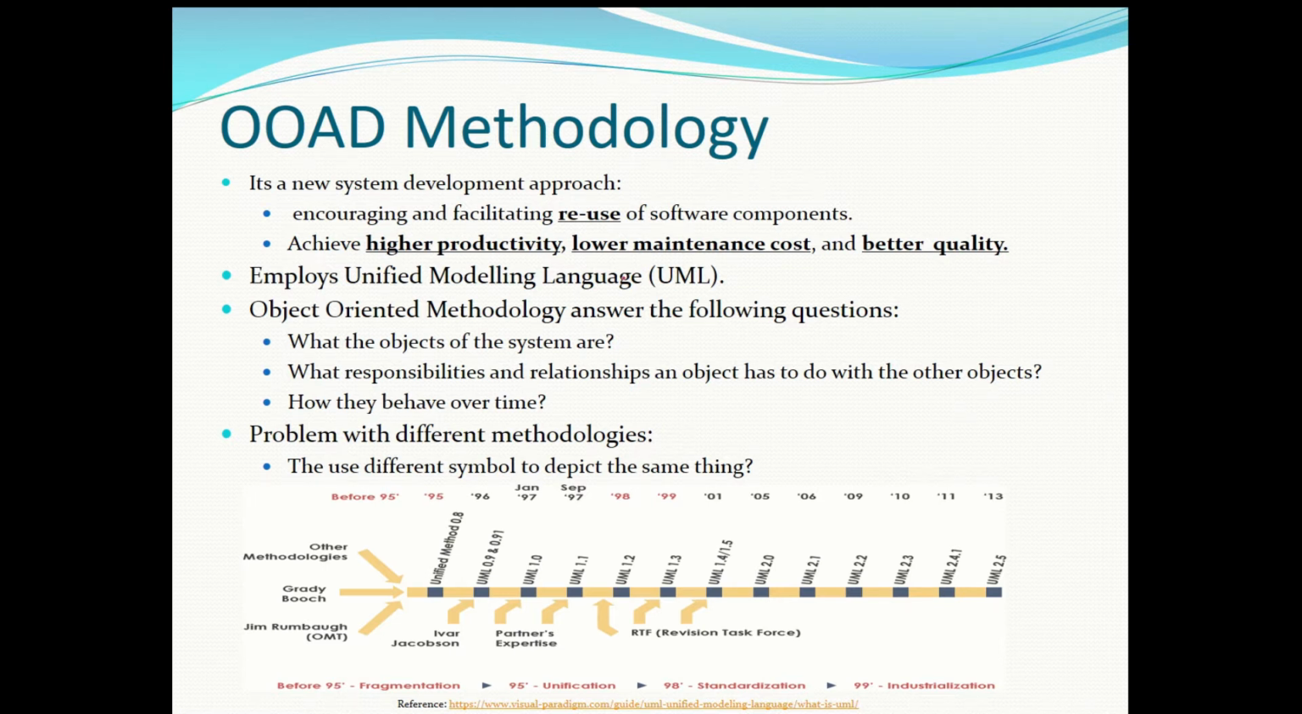The diagram here shows the development of the UML and how other methodologies led to it. For example, we have the Jim Rumbaugh methodology, which is basically OMT, and we have the Booch methodology, and we have other methodologies such as Jacobson, Partner, Expert, and RTF, the Revision Task Force, and so on. We have a lot of methodologies. Some of them were about fragmentation, some unification, some standardization, some industrialization. It depends on the purpose of the methodology when they developed it. So this diagram just shows the history of the evolution of the methodologies.